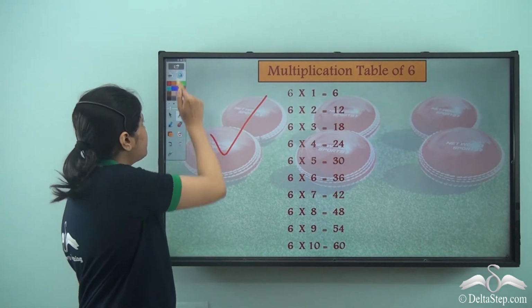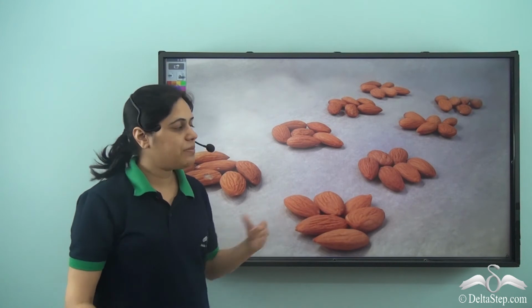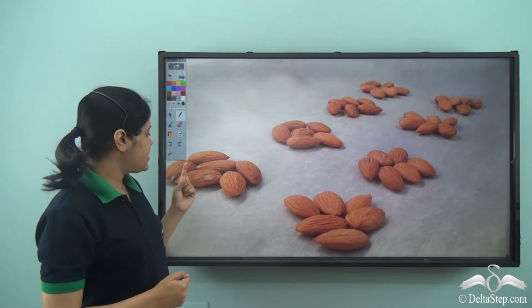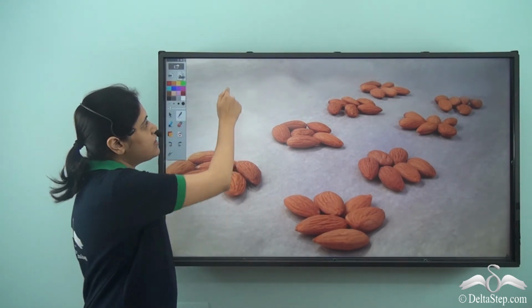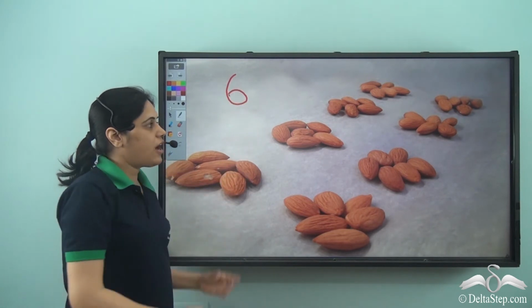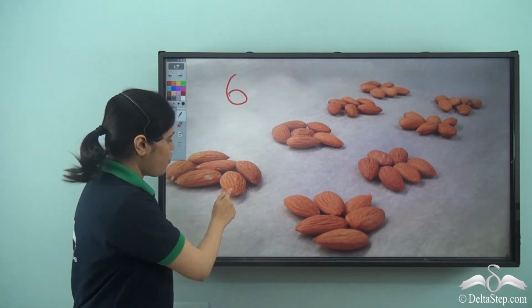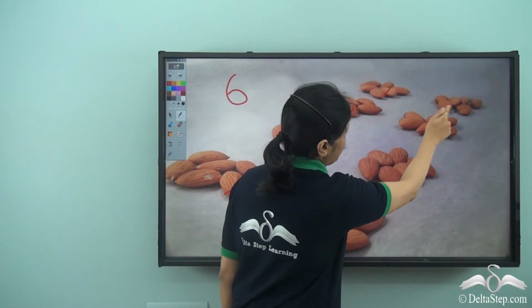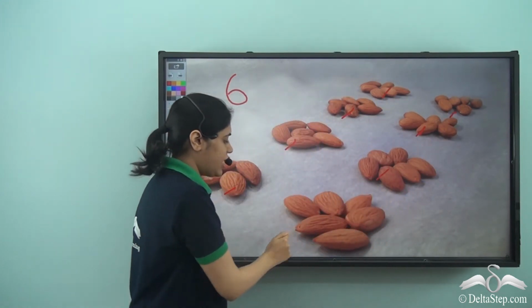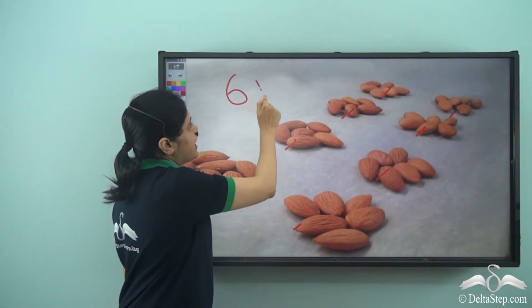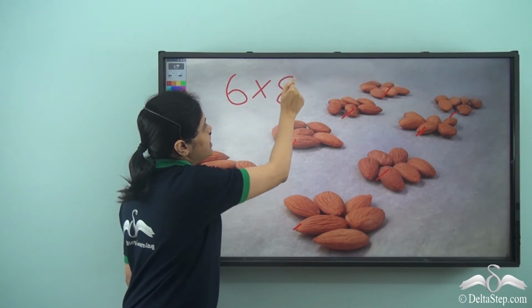Now can we answer this question? How many almonds are here? So we see that there are 6 almonds in one group. And how many groups were there? 1, 2, 3, 4, 5, 6, 7, 8 groups. So I need 8 times 6.